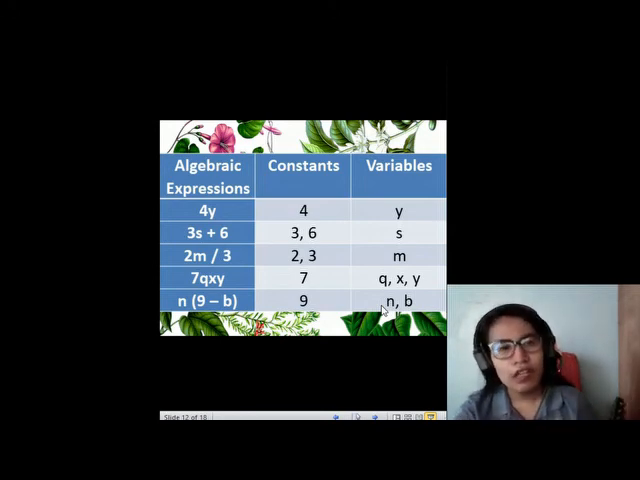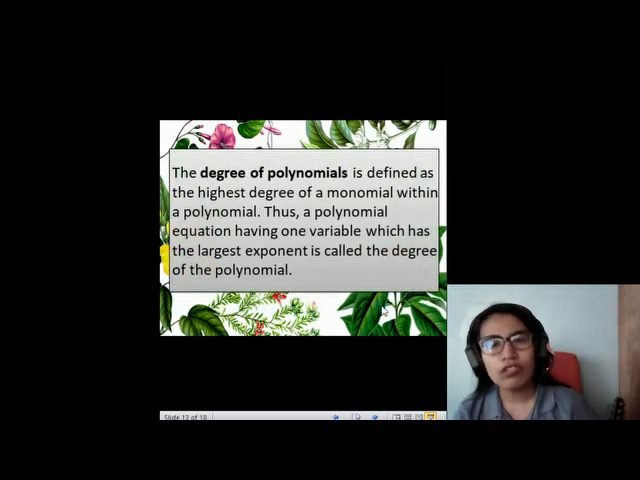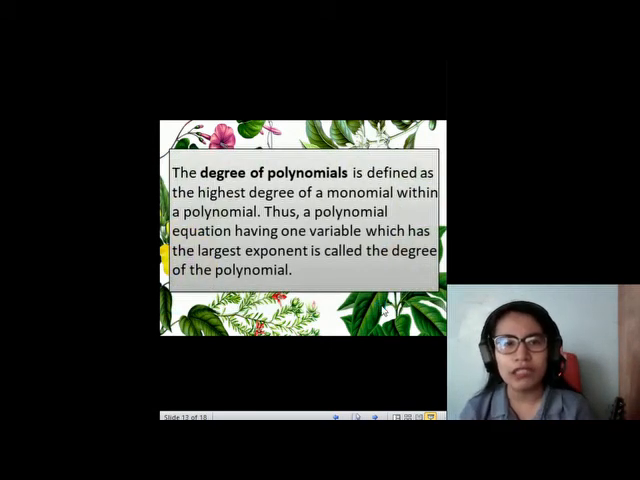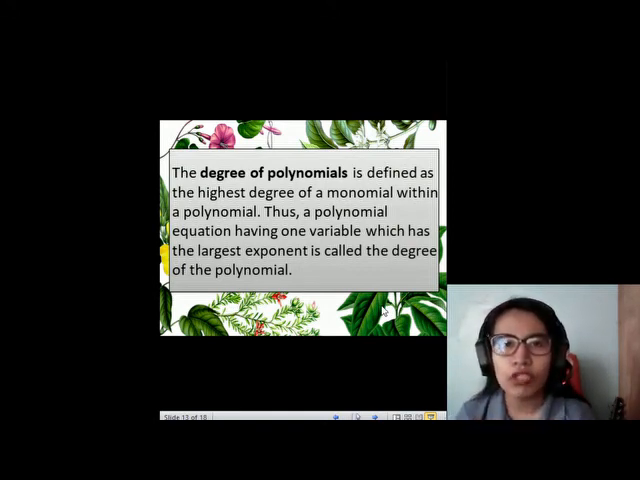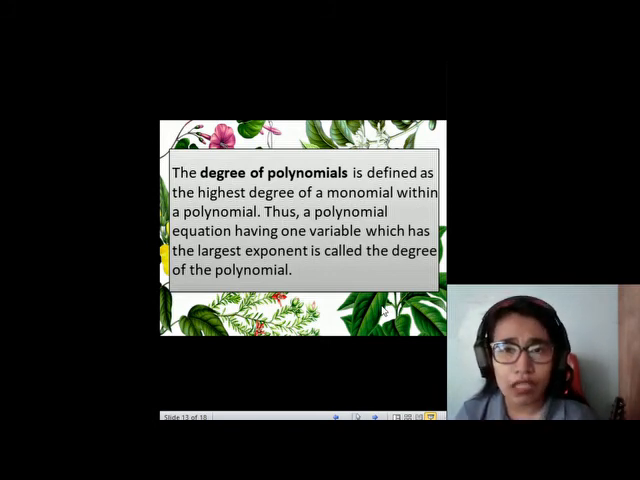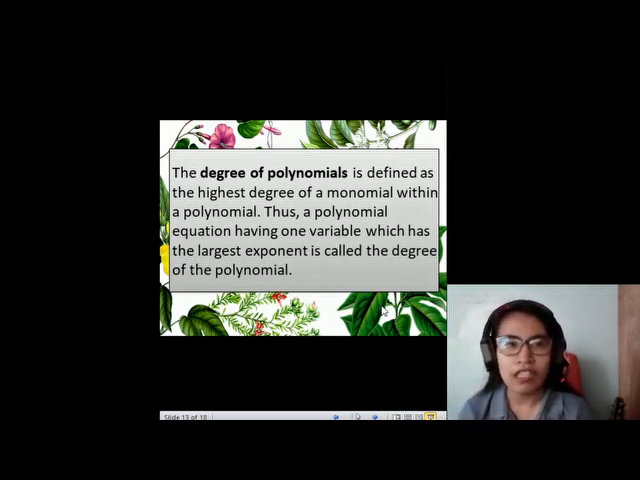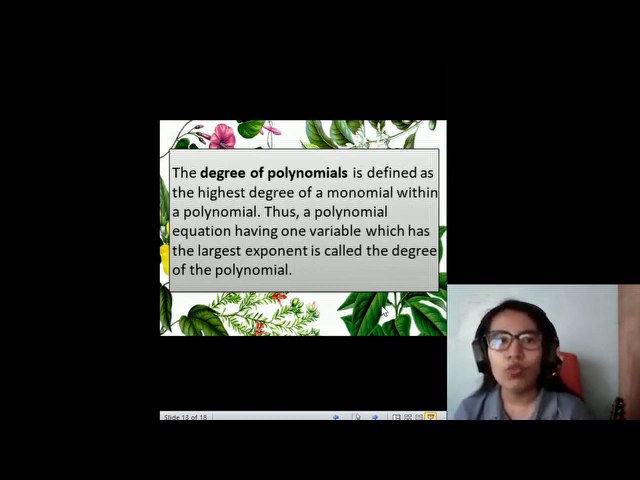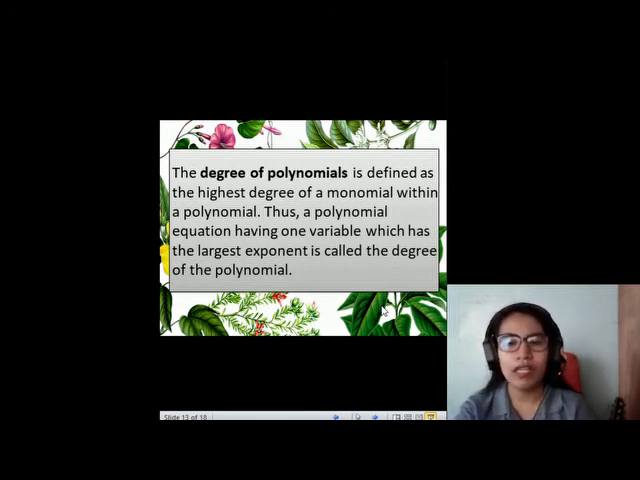That's how it is. Next, we also have the degree of polynomials. The degree of a polynomial is defined as the highest degree of a monomial within a polynomial. When we say degree, it is the exponent. Later, you will see where that exponent is found, because you know the constant and the variable. So where is the exponent? Later you will see it in our example. Thus, in a polynomial having one variable, the largest exponent is called the degree of the polynomial. Let us have some examples.